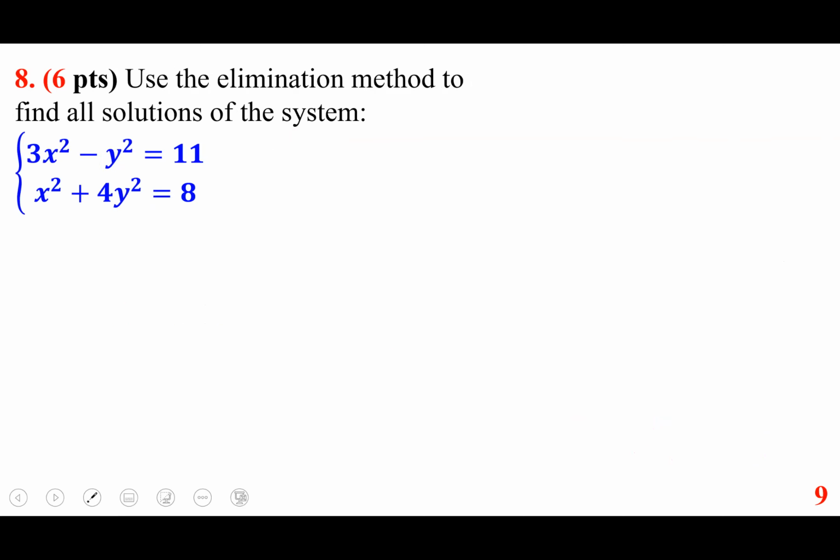Use the elimination method to find all solutions. So again, it's a system of nonlinear equations. Since this has 4y squared, let's multiply this one by 4. And we get 12x squared minus 4y squared equals 44. These two cancel each other.